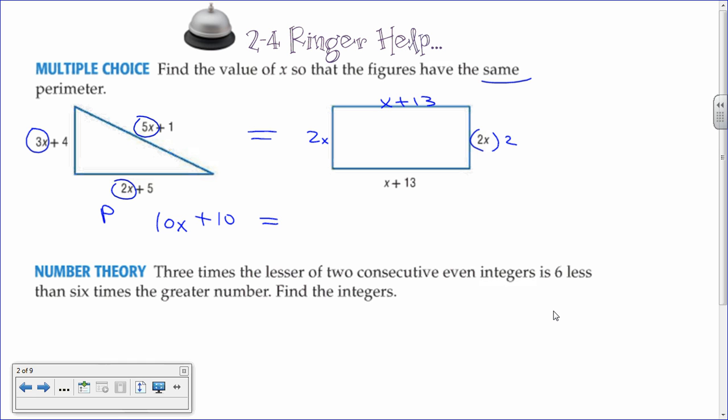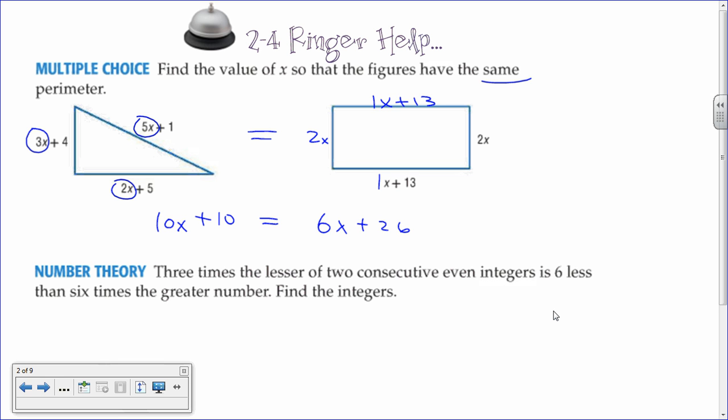So what like terms do you have here? 4x, 5x, 6x. Then 13 and 13 gives me, voila. Now you've got your equation. Okay? And we'll talk about how to solve that.